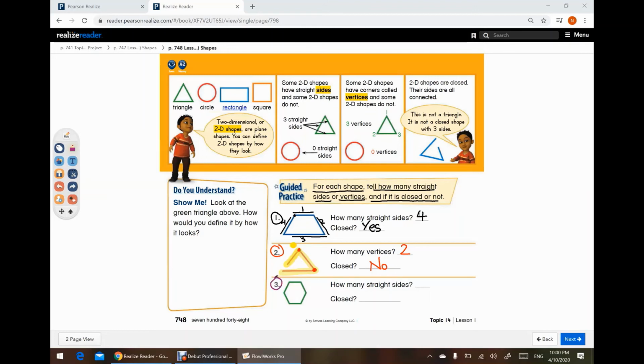Next, number 3, this is a hexagon. How many straight sides, kids? Come on, tell me. How many straight sides? Count with me. 1, 2, 3, 4, 5, 6. 6 straight sides. Is it closed? Yes, it is closed. Good job.